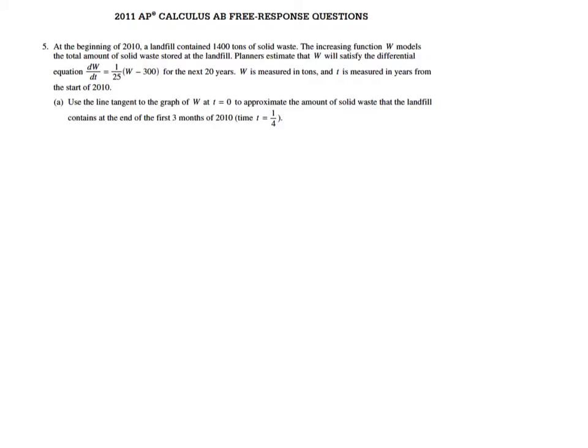In part A, they want us to use the line tangent, so we need to know that tangent line. And typically, we're going to use point-slope form for the tangent line, but this time, because they're giving us t equals 0, it's actually going to be easier to use slope-intercept form. So, we just need to figure out what is the slope at this time t equals 0. And in the problem, they give us that dW/dt is equal to 1/25 times (W minus 300).